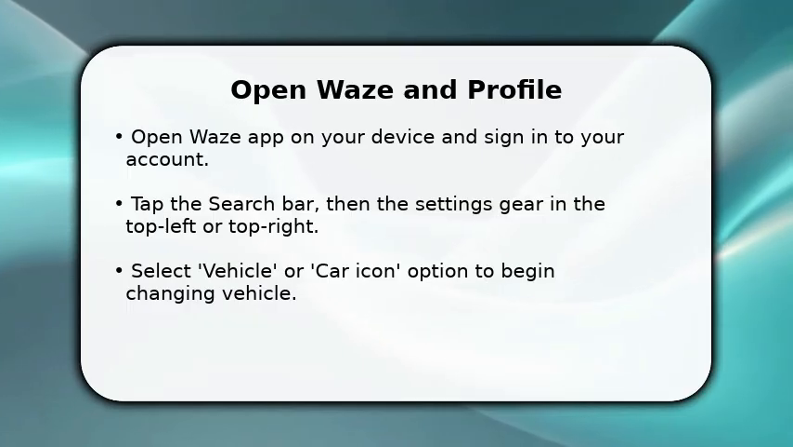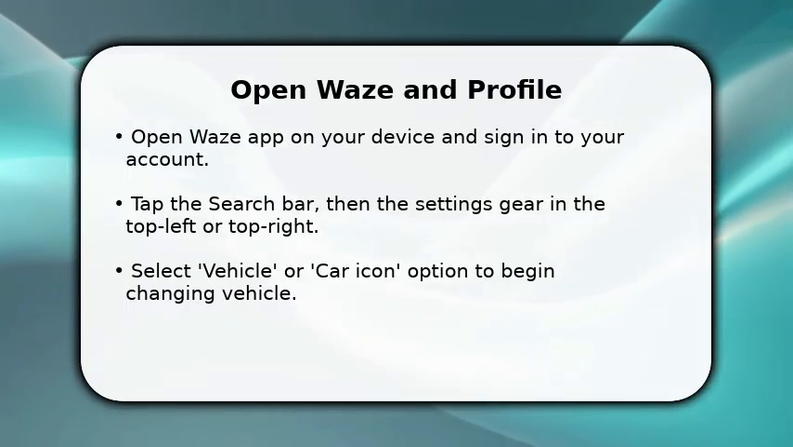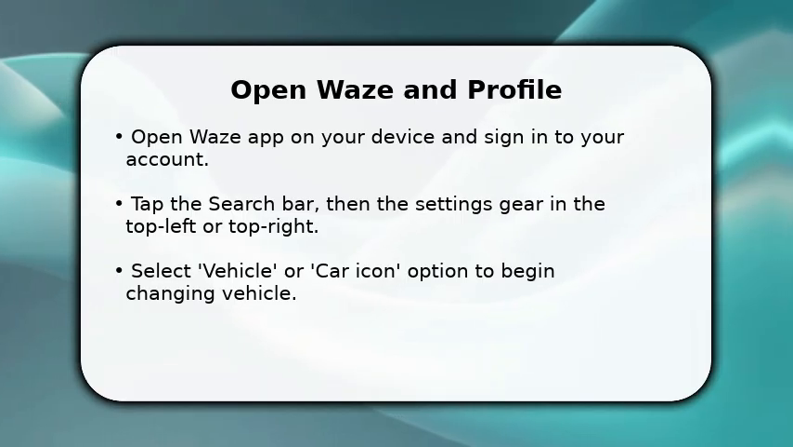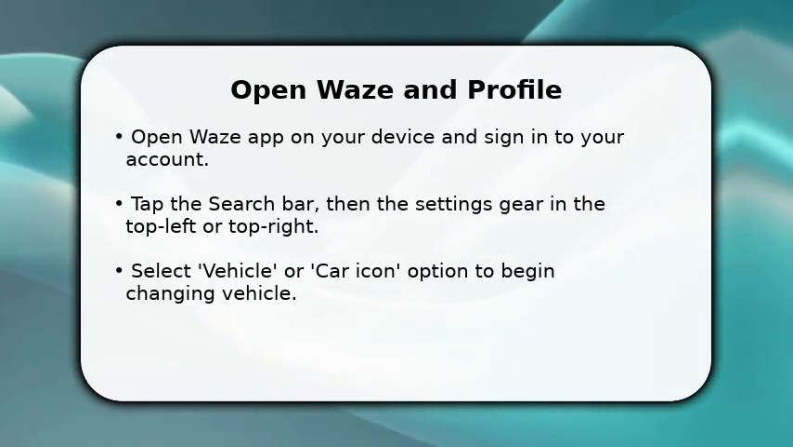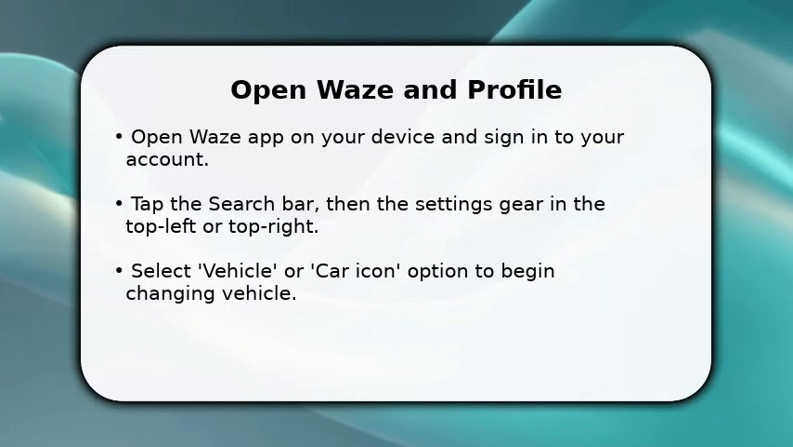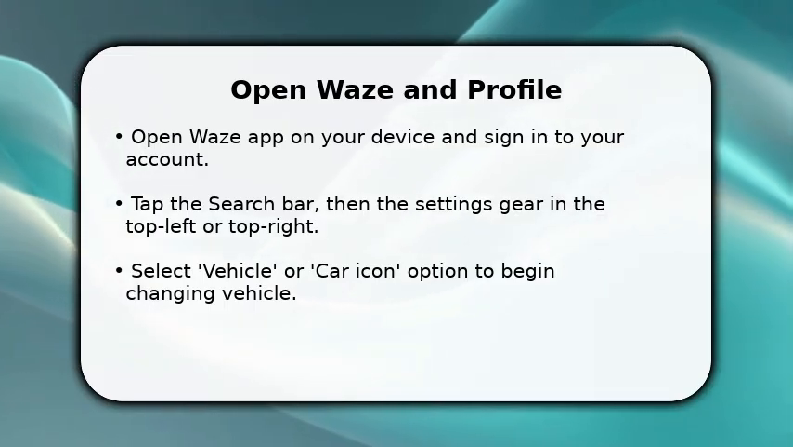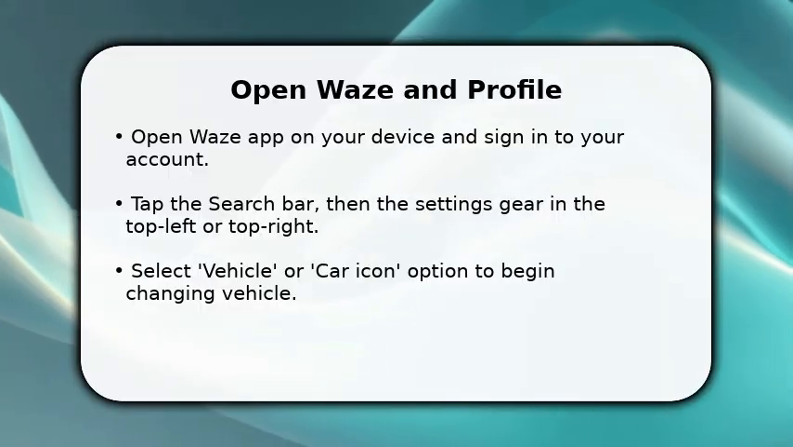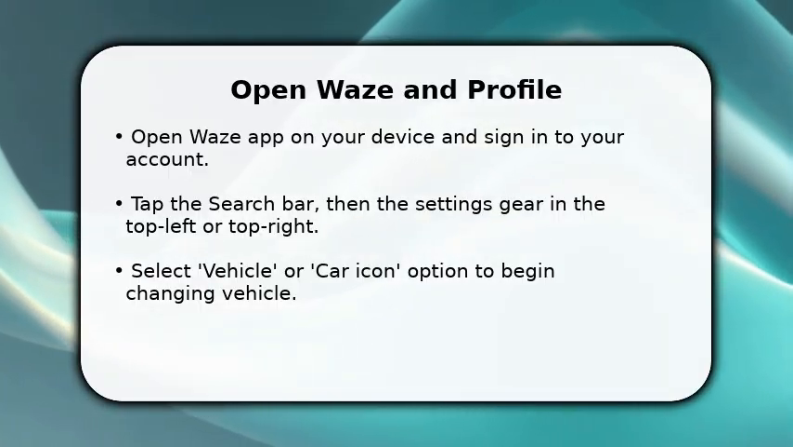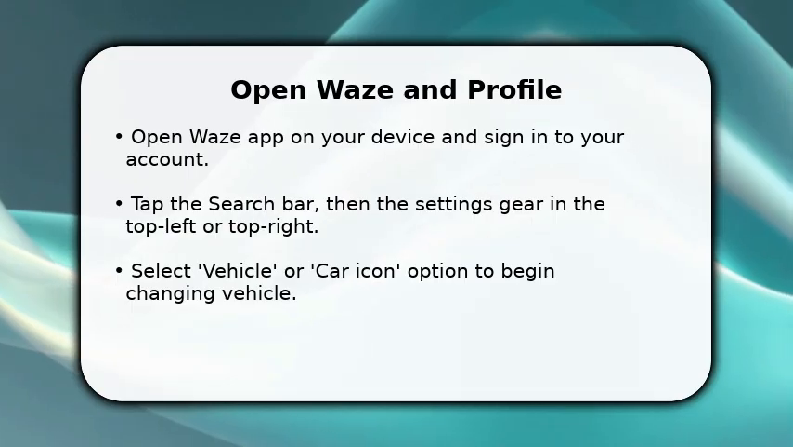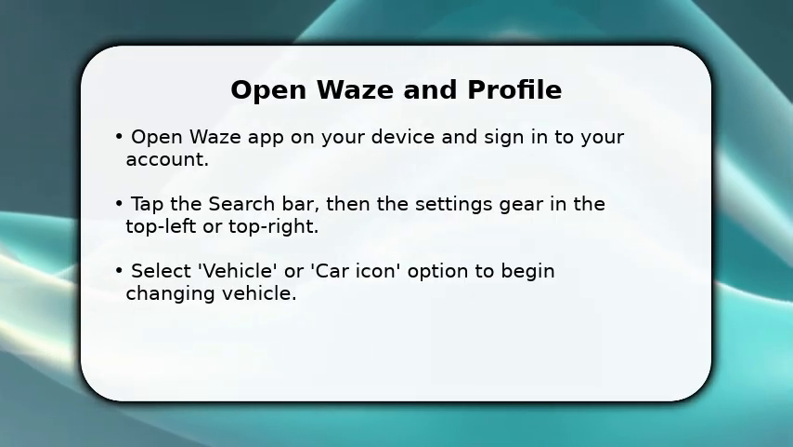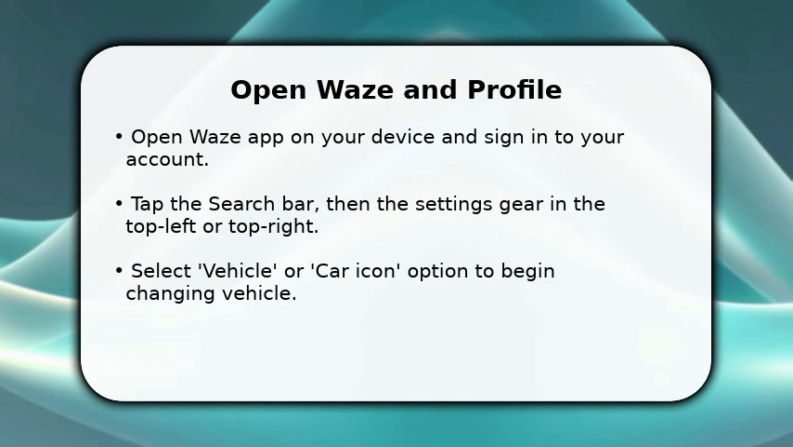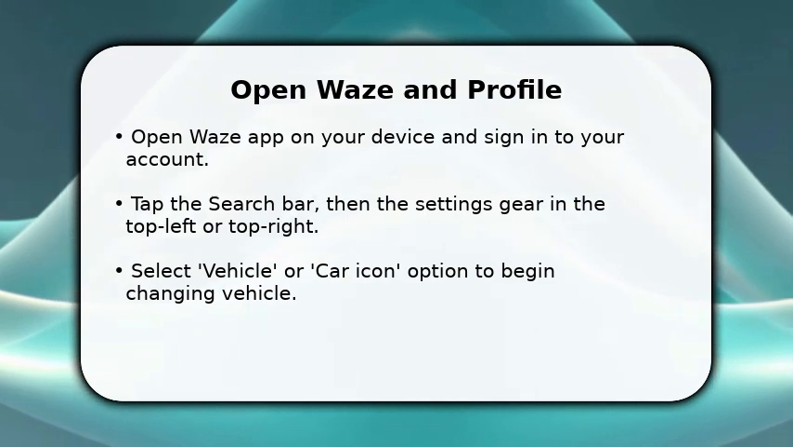You start by opening Waze and confirming you're signed in. This ensures changes sync. Tap the search bar, then the small settings gear in the corner to access app options. Once in settings, locate the vehicle or car icon entry. It's where Waze stores your current car model and icon. Now tap that vehicle area to reveal the list of available car icons and customization options. This first step gets you into edit mode, so you can pick a new car appearance immediately.